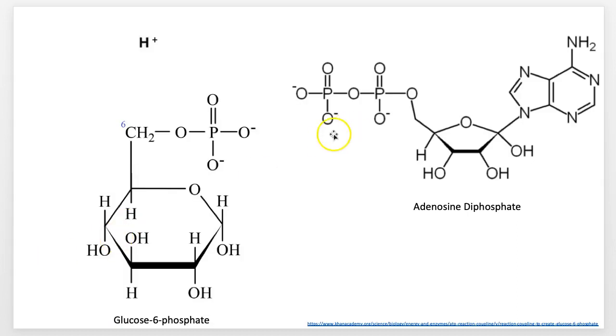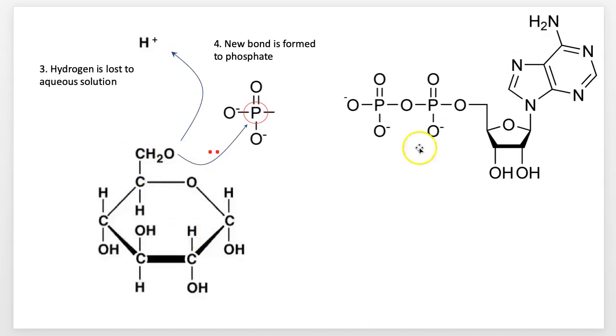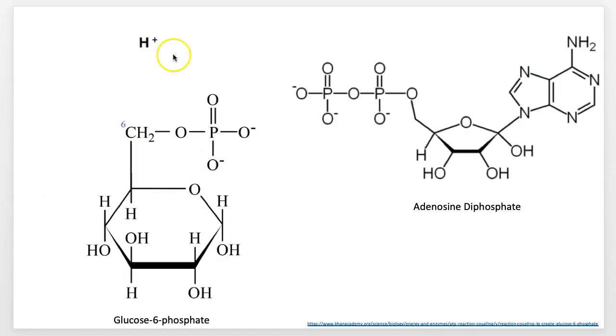I just grabbed, I realize these look a little different. I just grabbed the actual official diagram of what glucose 6-phosphate and ADP look like. But that's what we're left with, okay? So we went from two things, 1, 2, to three things, 1, 2, 3, and we now have a glucose 6-phosphate. Awesome.